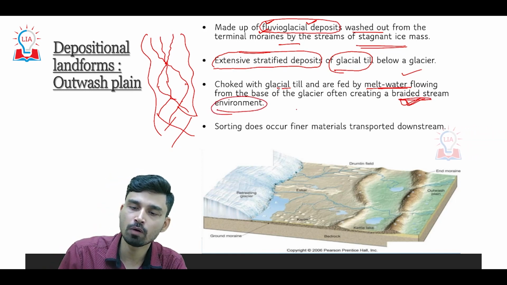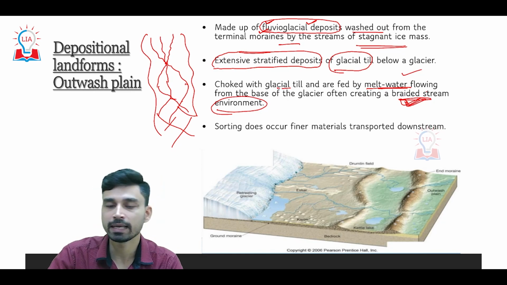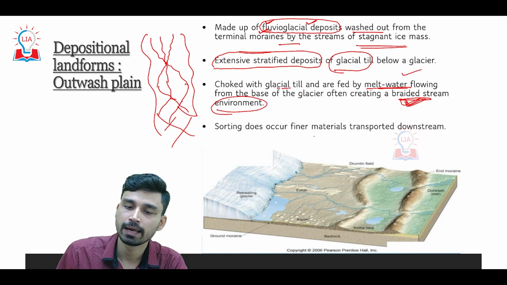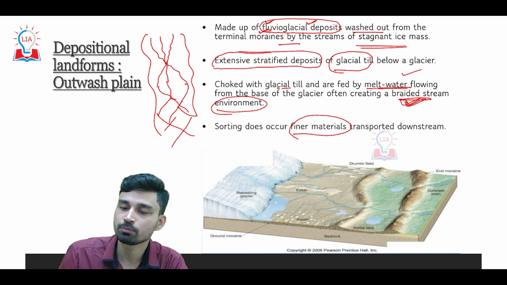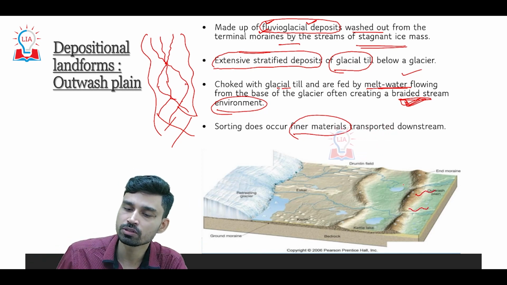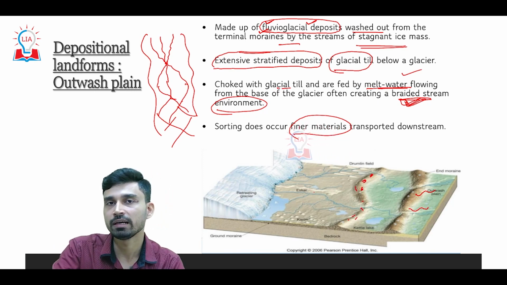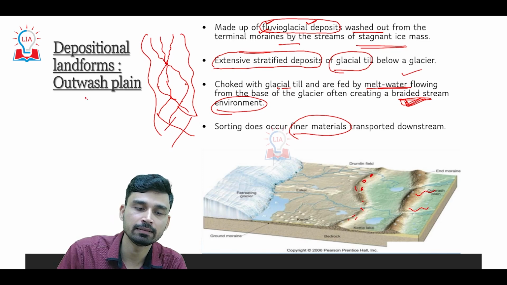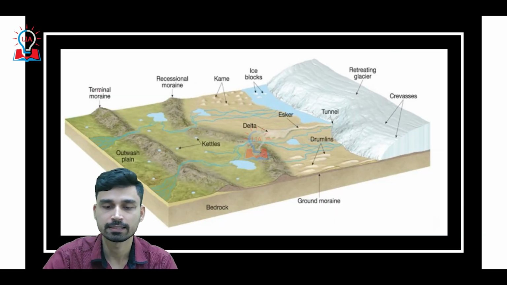Due to the flow of these braided streams emanating from the glacier, we have sediment deposition, and finer sediments are transported to a much farther extent in the downstream areas, while the larger sediments are deposited earlier. Thus you will find a gradation of sediment deposit in the outwash plain of the glacier.